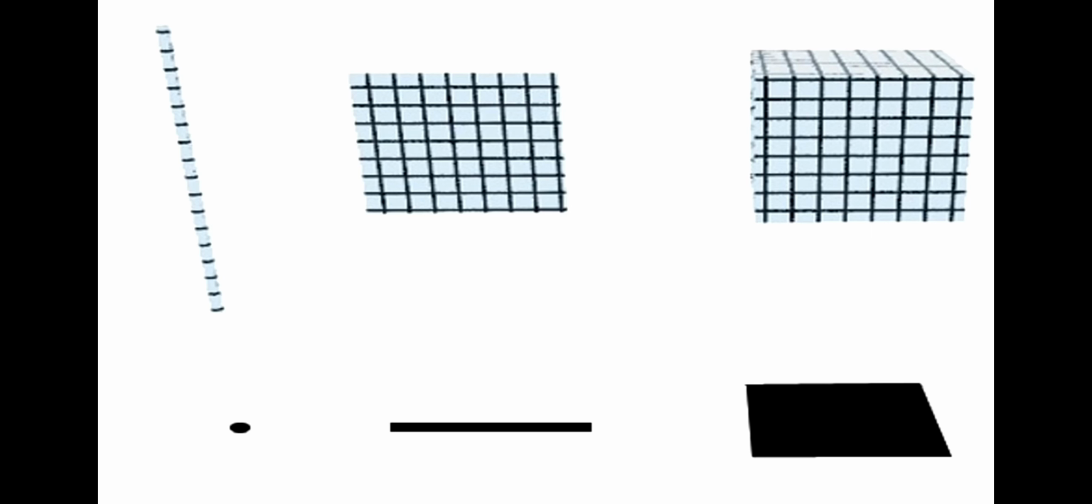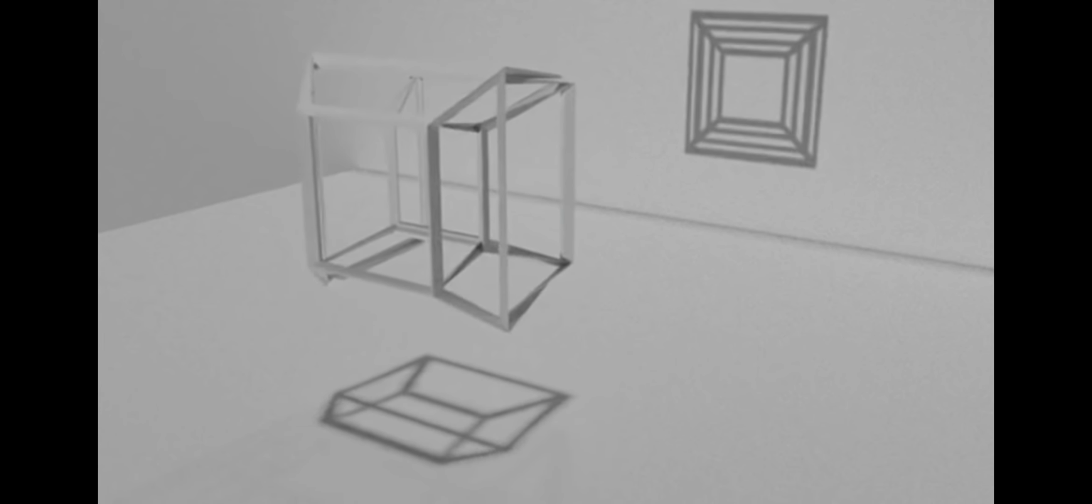Imagine the sun is directly above these objects. As you see, the shadow from a 1-dimensional object, the line, is a point. A shadow from a two-dimensional object, the square, is a line. And a shadow from a three-dimensional object, the cube, is a square. Thus, the shadow of a tesseract, or a fourth-dimensional object, would be a cube.